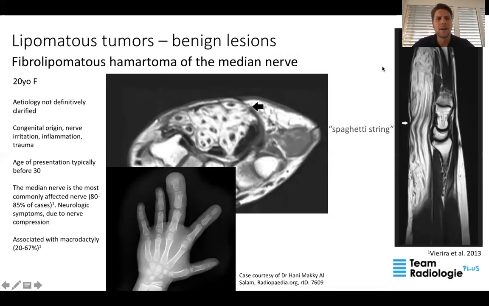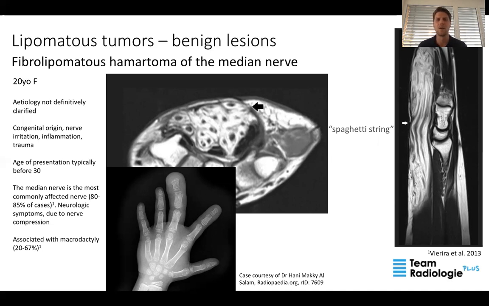Another rather rare lipomatous alteration is the so-called fibrolipomatous hamartoma of the nerve, which typically affects the median nerves. The patients tend to be rather young, so the typical presentation is under the age of 30. What you see is a diffuse proliferation of mature fat tissue around the thickened fascicles of the nerve, which creates the so-called spaghetti string sign, which you can nicely appreciate on this sagittal image.